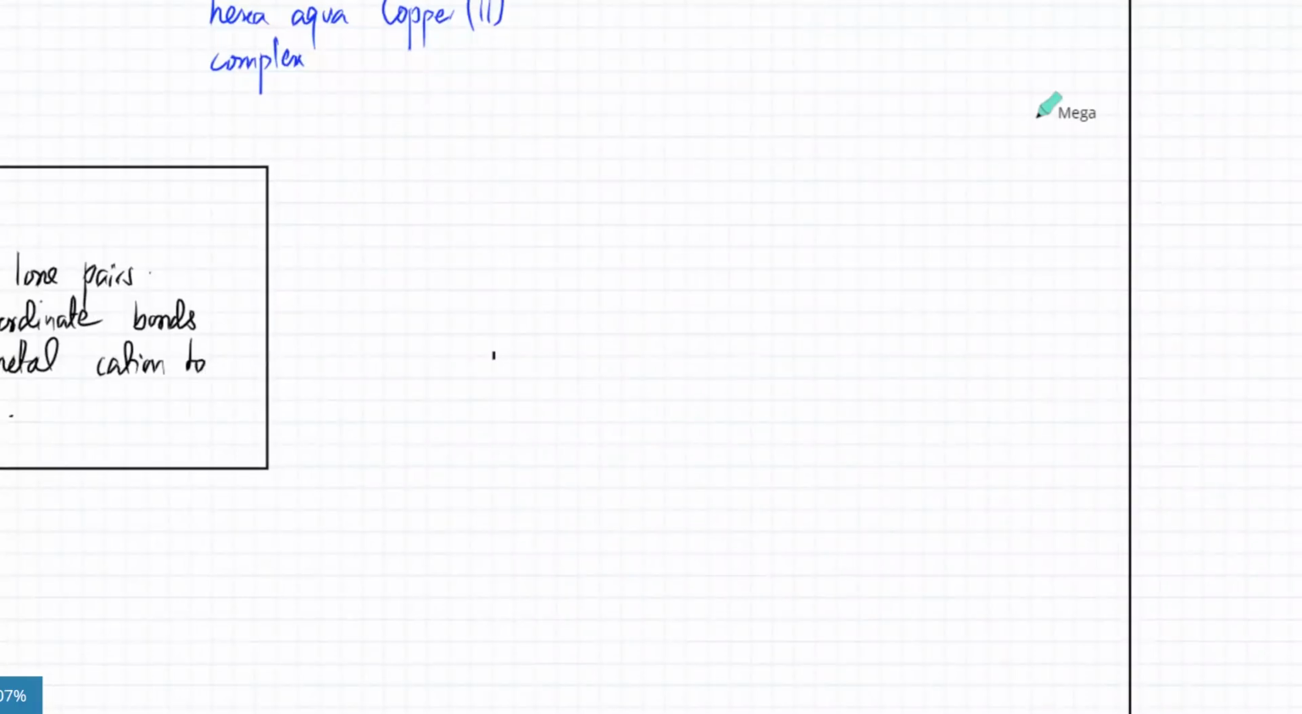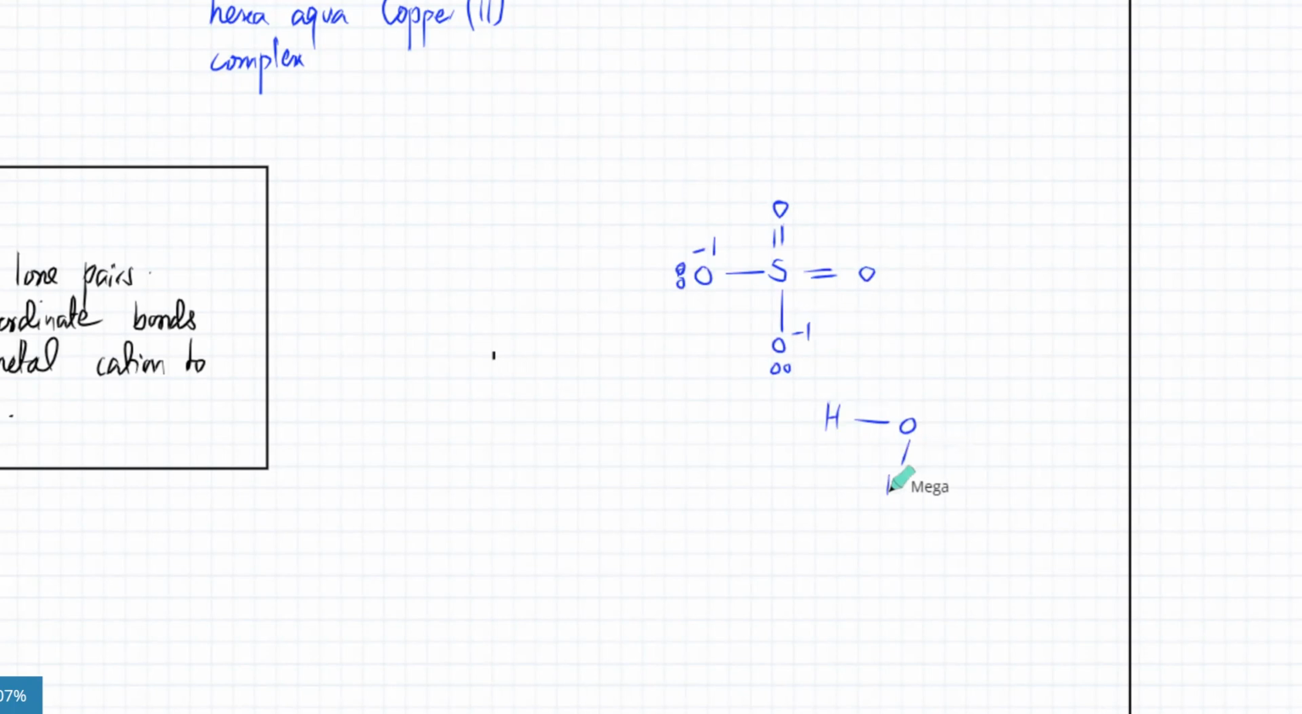But here's the thing: it won't form a complex. For example, you've got a sulfate ion, right? Sulfate ion is SO4 2 minus. So there's a minus one charge, it's got lone pairs here, and there's another lone pair over here. So it can obviously attract water molecules. Here's a water molecule, and that water molecule is going to be attracted to it.